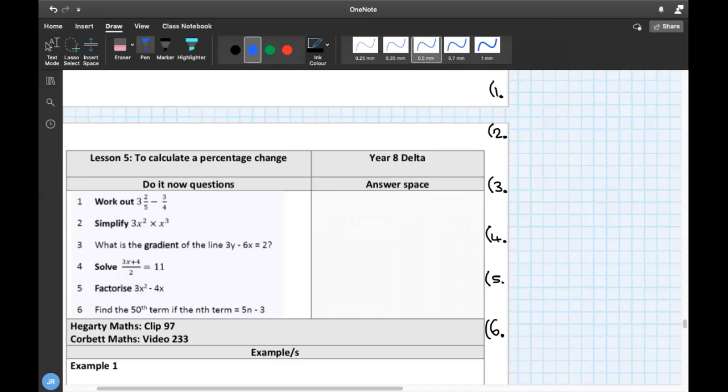I then need to add on my additional 2/5. So 3 and 2/5 is going to go to 17/5. 3 times 5, 15, add the 2, and we've got 17. And then we're subtracting 3/4. What I now need is my common denominator. How do we get that? We multiply by the denominator of the other fraction. So here our common denominator is going to be 20.